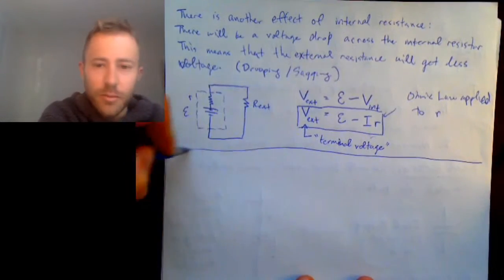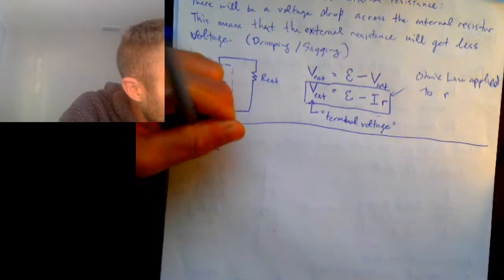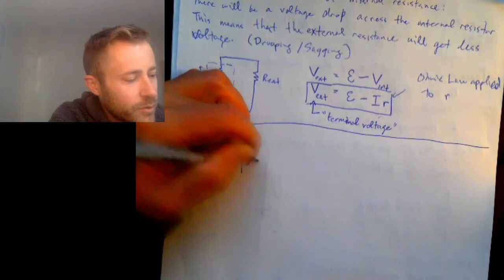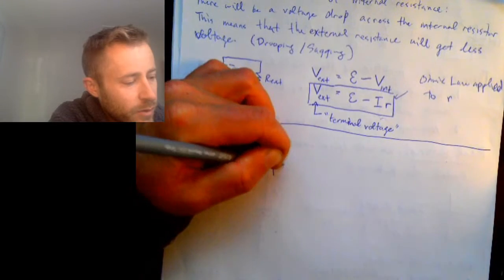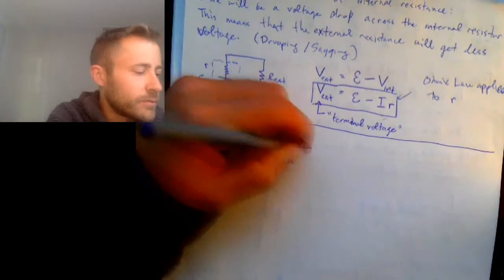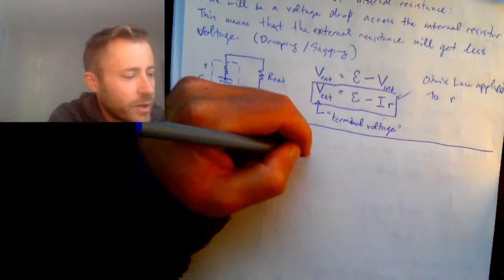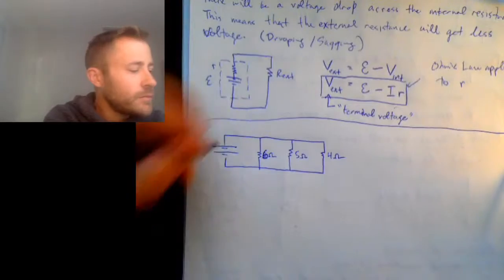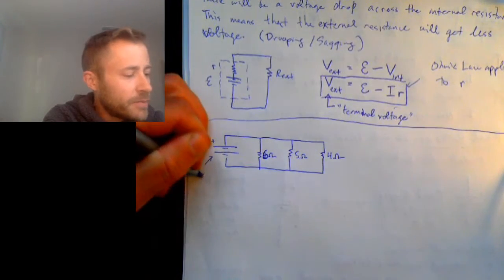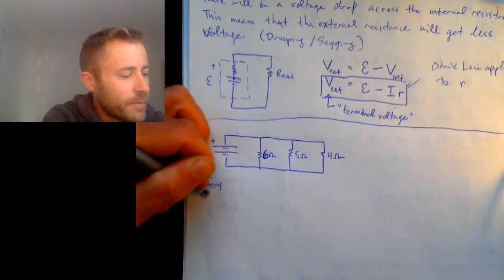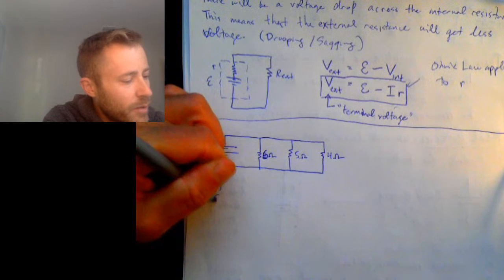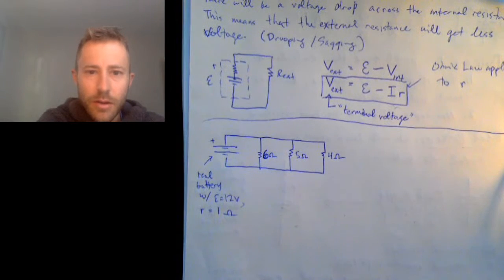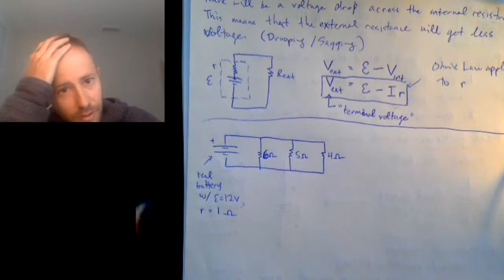So let's do an example, and then we'll be done. Okay, so what if this is my circuit? This is 2 ohms. This is 5 ohms. And this is, actually, I'm going to make this 6 ohms, 5 ohms, and 4 ohms. And this is a real battery with EMF equal to, let's say, 12 volts, and an internal resistance equal to 1 ohm. Even though I've drawn it as an ideal battery, I'm saying it is a real battery.